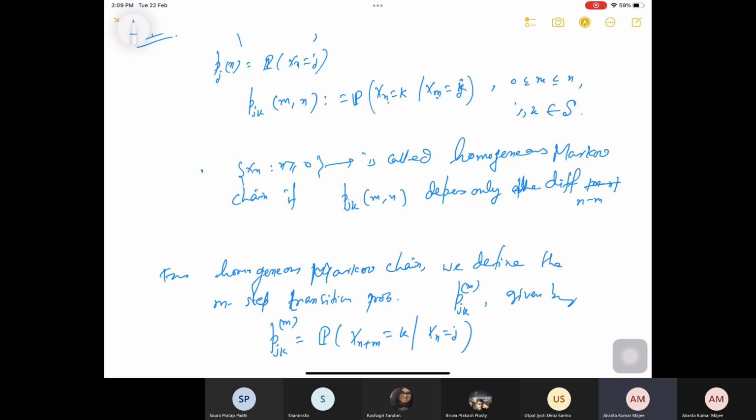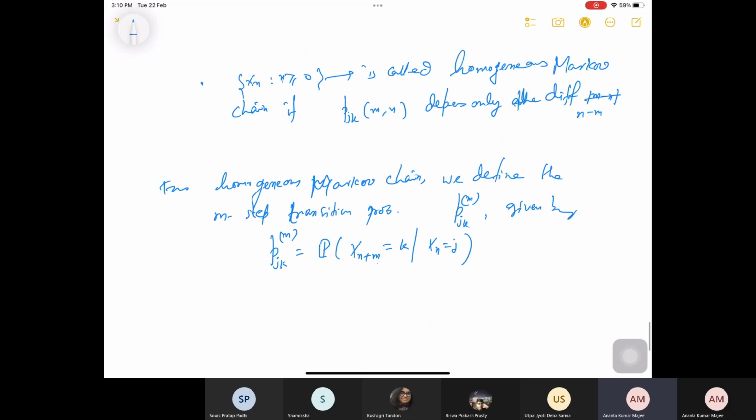So we start at time level n in state j. Now we are going to n plus m. Now the difference is m. That means in m steps I am reaching k. What is the probability of that? That is what I am denoting by p_jk(m), the m-step transition probability.